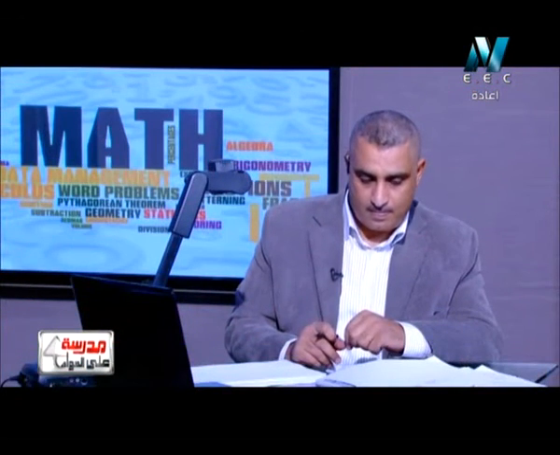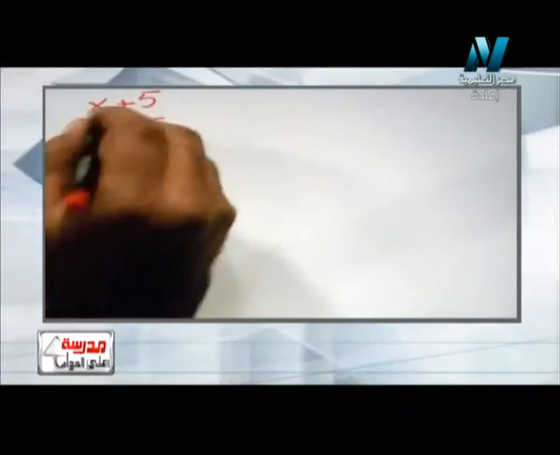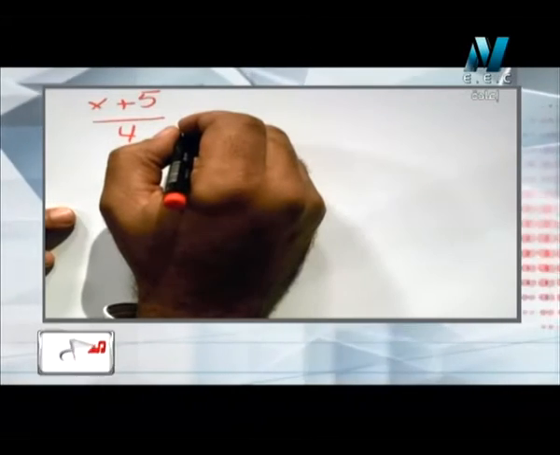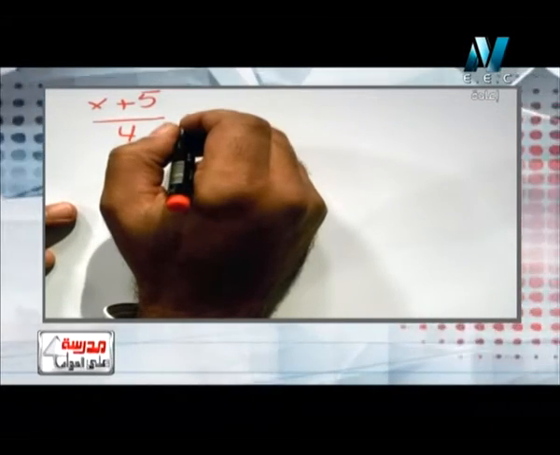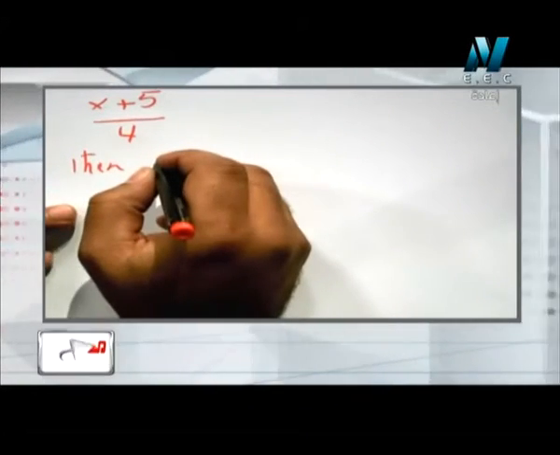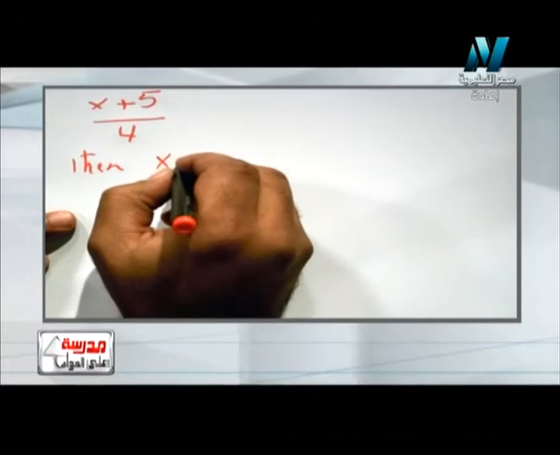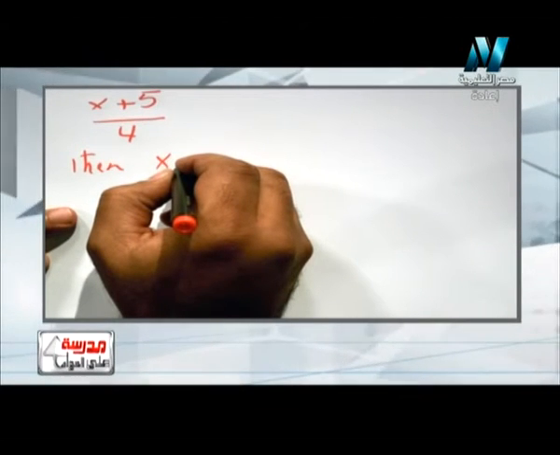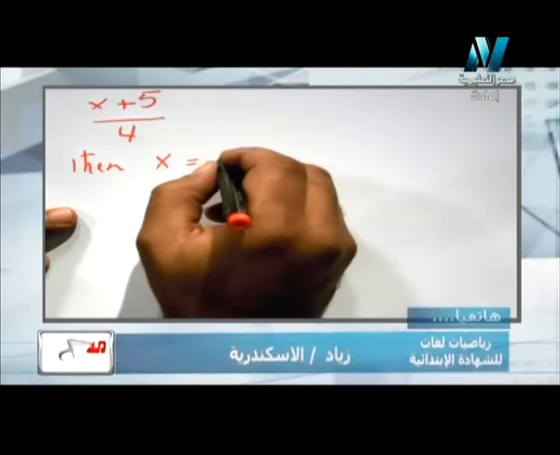Go ahead, Ziad. If x plus 5 over 4, then x equals 3.